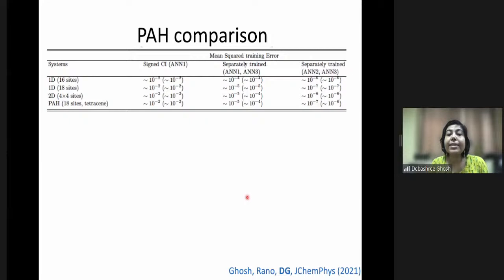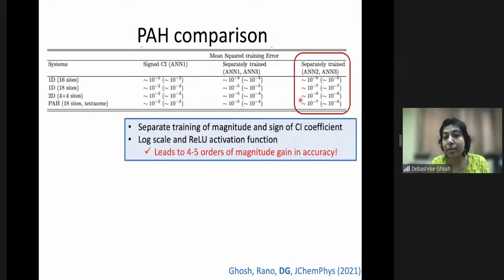The next thing we did is, instead of going from the full CI space, we took a very truncated CI, actually a Monte Carlo CI, a much smaller subspace. And from that subspace, we tried to train the full Hilbert space. That's what's done over here for the polyaromatic hydrocarbon tetracene, for a two-dimensional system with 4x4 sites and so on. After quite a few different networks, we figured out that we can indeed train it quite well.